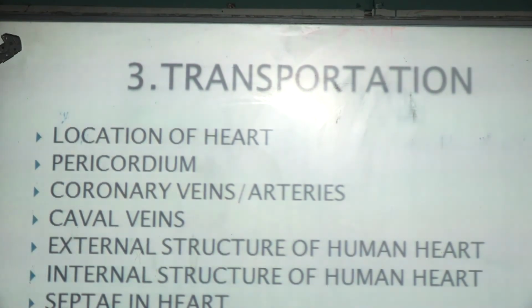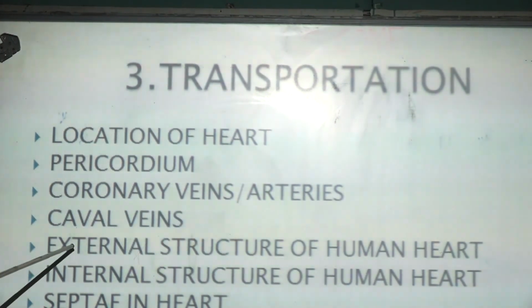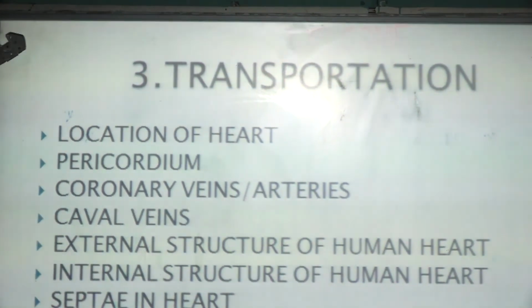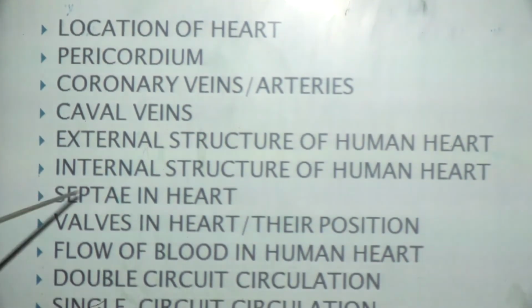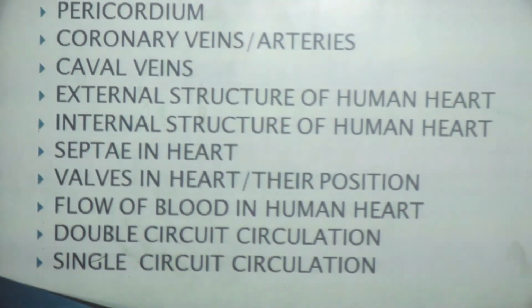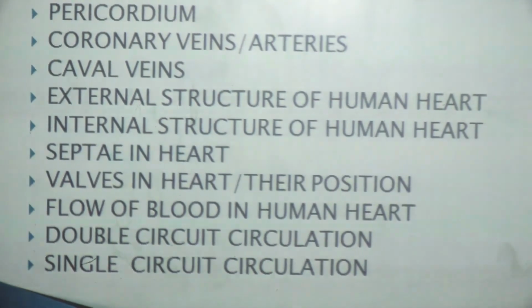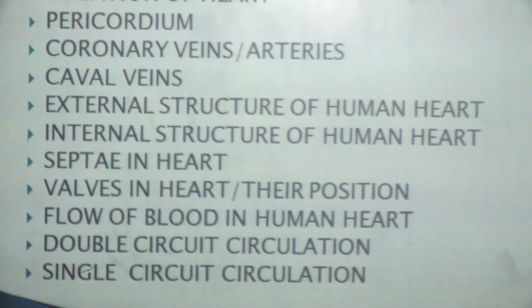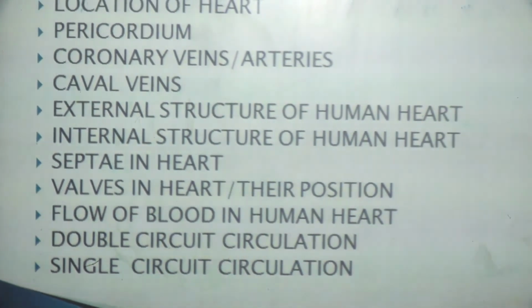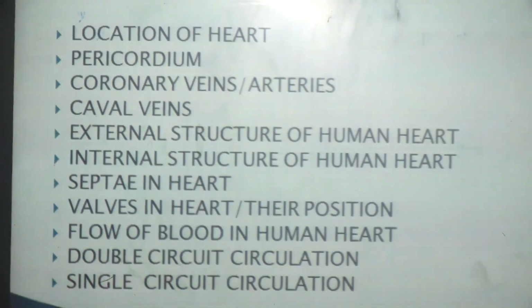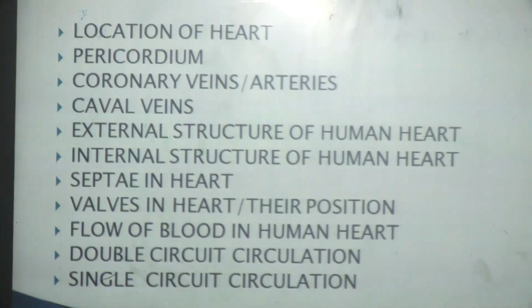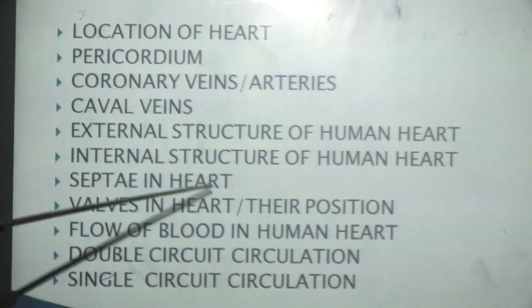Two caval veins are there: pre-caval vein and post-caval vein. And very important are the external structure of the human heart and the internal structure of the human heart. From these 2 concepts, we are going to get 1. And septae in the heart. Septae means the muscular membrane that separates the chambers. So here 4 chambers are there in the heart. Auricular septum, interventricular septum, interauricular septum, interventricular septum. Like that, 4 septae are there in the heart.